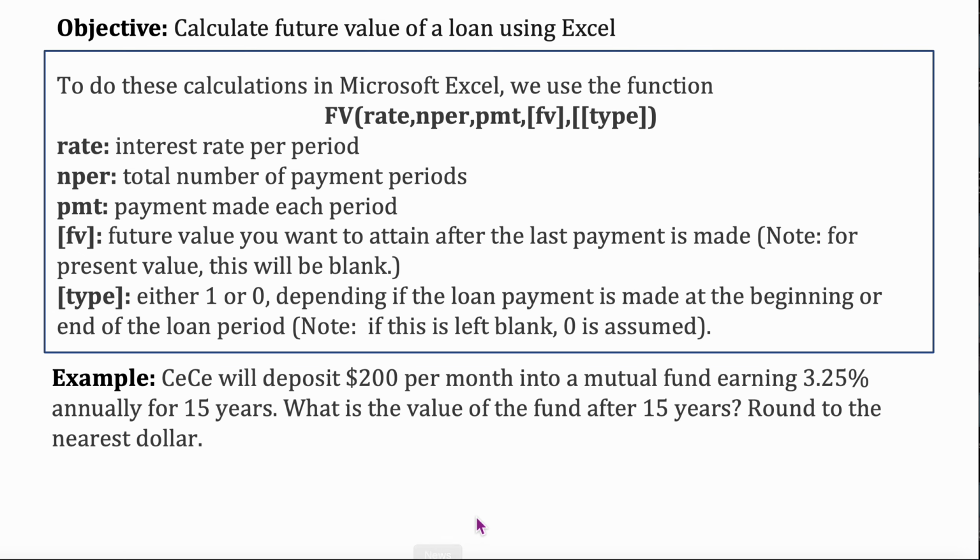Let's look at an example. Cece will deposit $200 per month into a mutual fund earning 3.25% annually for 15 years. What is the value of the fund after 15 years? And we're going to round to the nearest dollar.